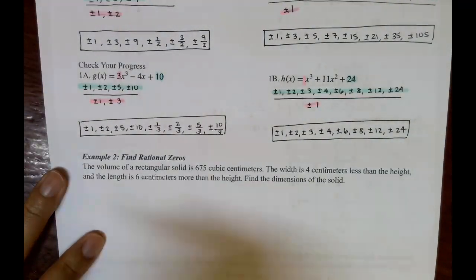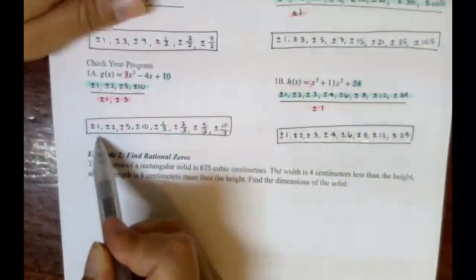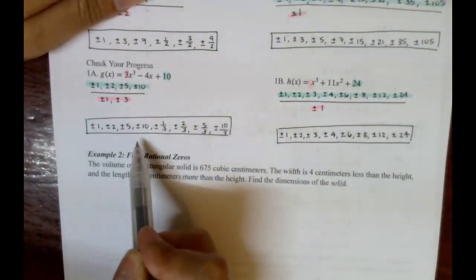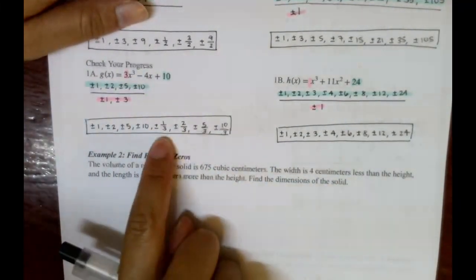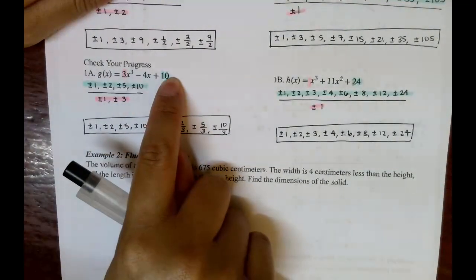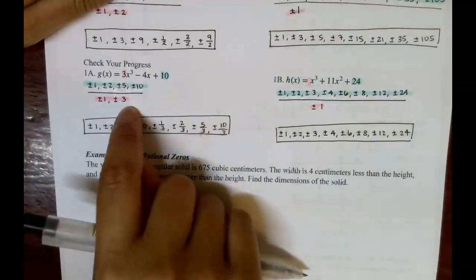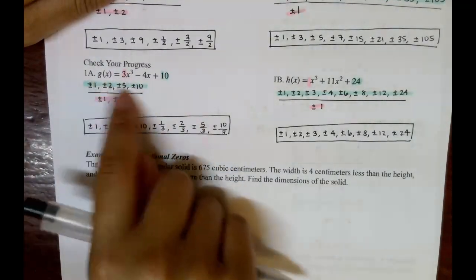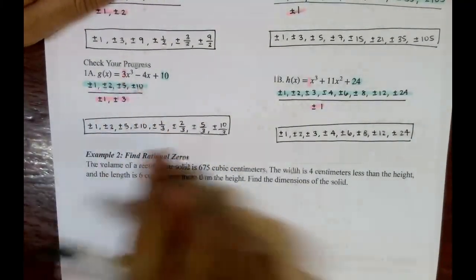For 1a, you should have gotten positive or negative 1, 2, 5, 10, positive or negative 1/3, 2/3, 5/3, and 10/3. Because on top is my factors of 10, and then the bottom is my factors of 3, and then they make my different fractions here.